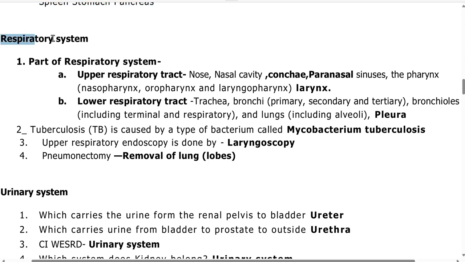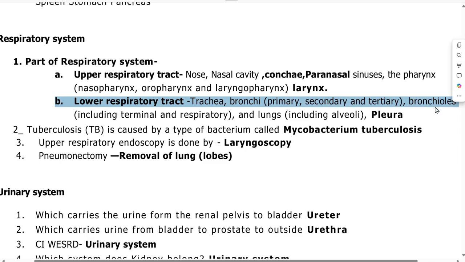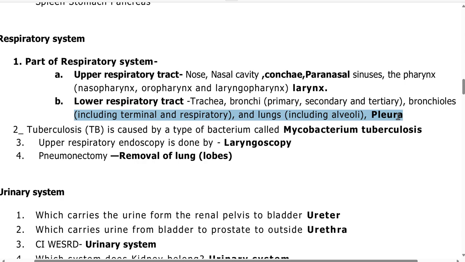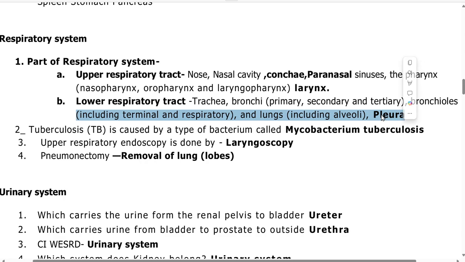Respiratory system. 1. Parts of respiratory system. A. Upper respiratory tract: nose, nasal cavity, concha, paranasal sinuses, the pharynx, nasopharynx, oropharynx, and laryngopharynx, larynx. B. Lower respiratory tract: trachea, bronchi, primary, secondary, and tertiary. Bronchioles, including terminal and respiratory, and lungs, including alveoli, pleura.